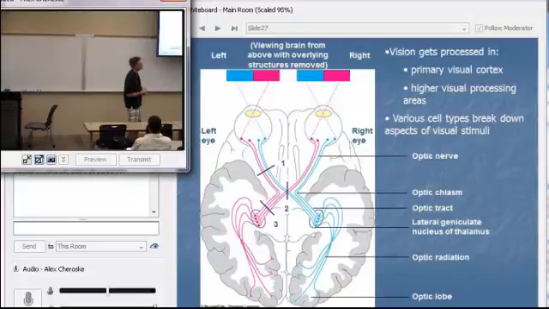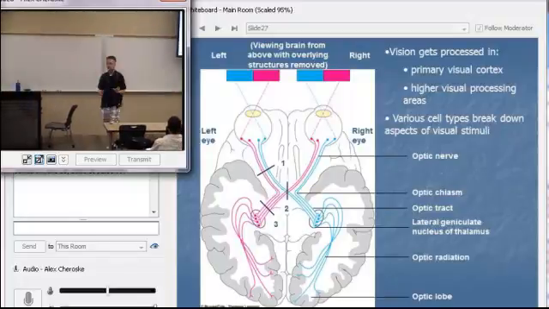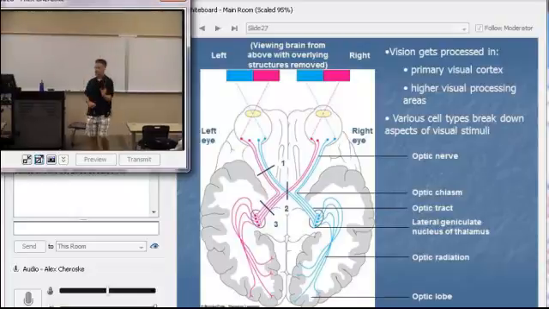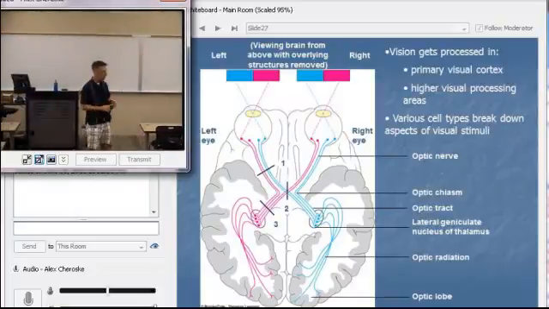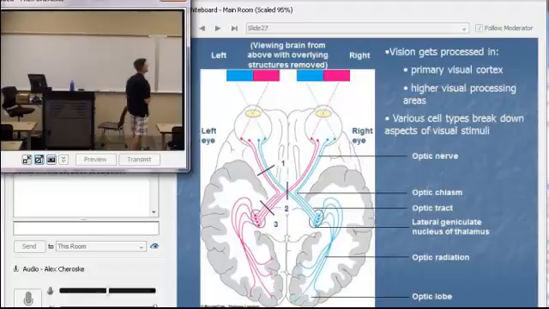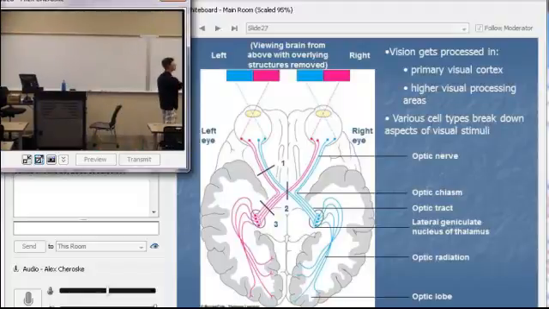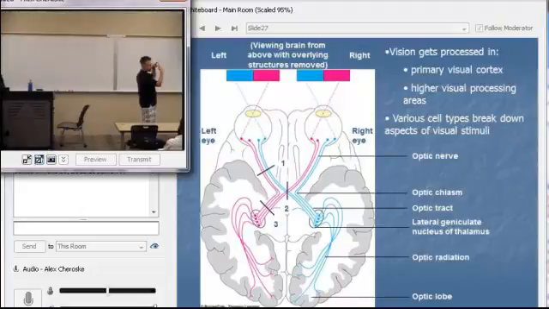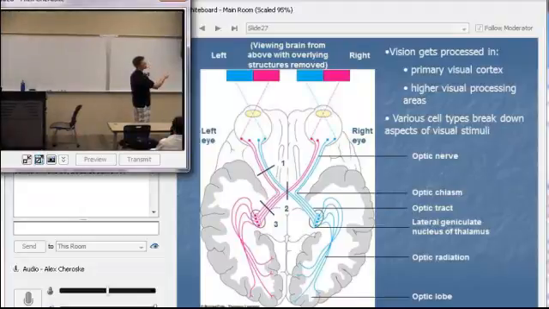So we have to sort out all the information that we're seeing. Colors and shapes and edges and motion, etc. Okay, all that has to be separated in order to figure it out. There's a lot of information. Notice that there's some of that crossing over that we talked about before, from one side of the body to the other side of the brain, but it's not exactly the same.